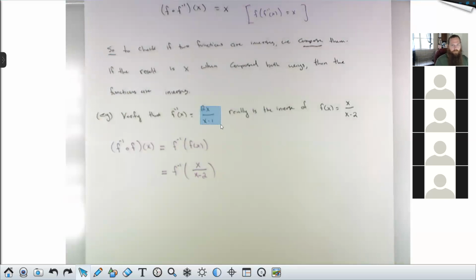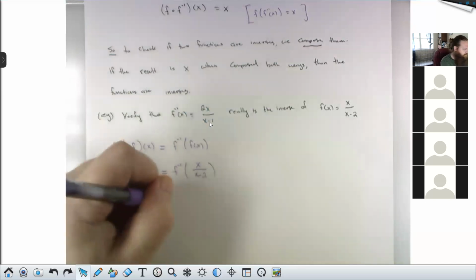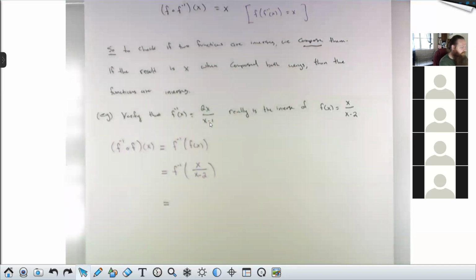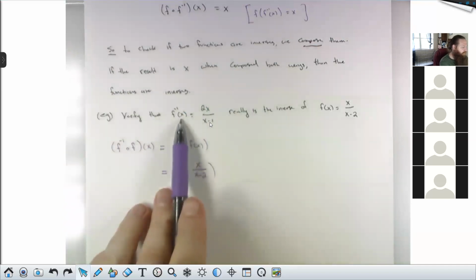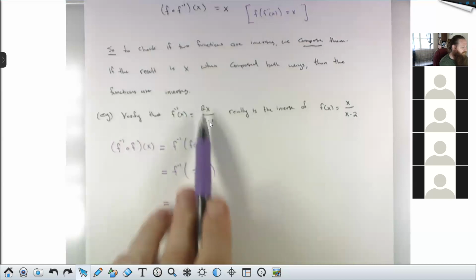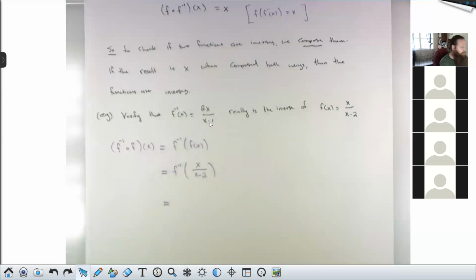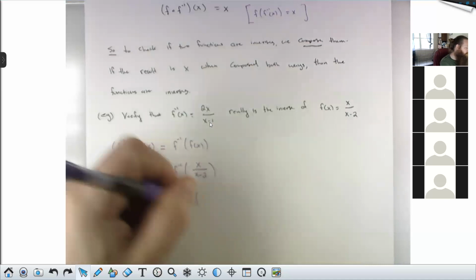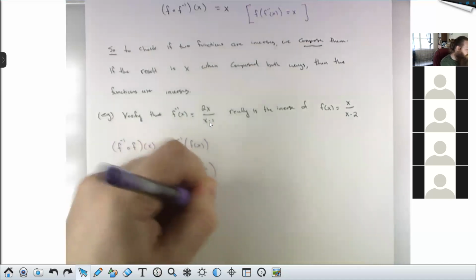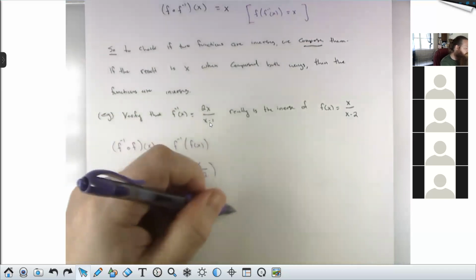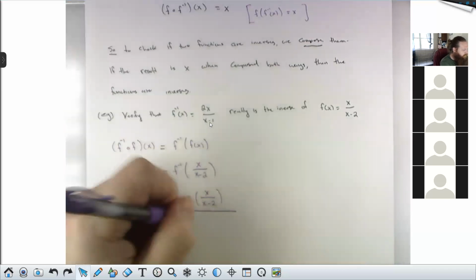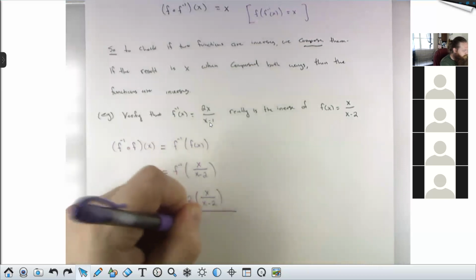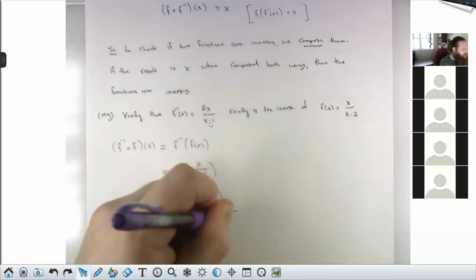Now, this function is also a fraction. So we're going to be plugging this fraction into this function, which is itself a fraction. You need to be very careful with your algebra. We talked about this a lot last week. If I'm going to plug something in here, that means I'm going to replace these x's in parentheses with this expression. So that's 2 times parentheses x over x minus 2 divided by x over x minus 2 minus 1.